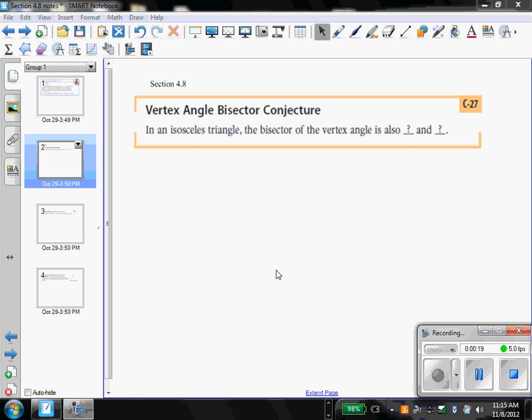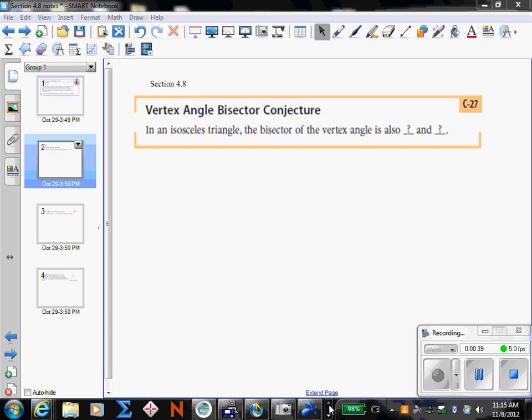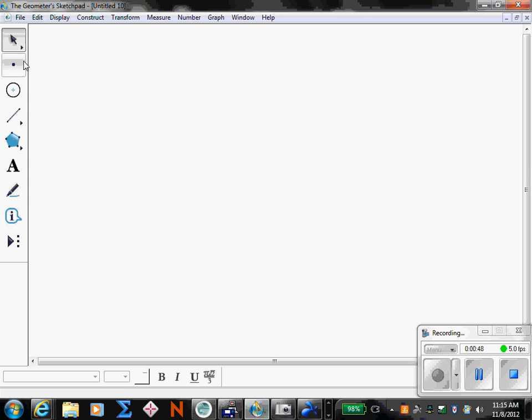This first conjecture is the vertex angle bisector conjecture. It says, in an isosceles triangle, the bisector of the vertex angle is also blank and blank. So after we do our constructions in Sketchpad, I'm hoping that you will easily be able to fill in these blanks. To do that, we're going to have to open Sketchpad, and we're going to construct an isosceles triangle.